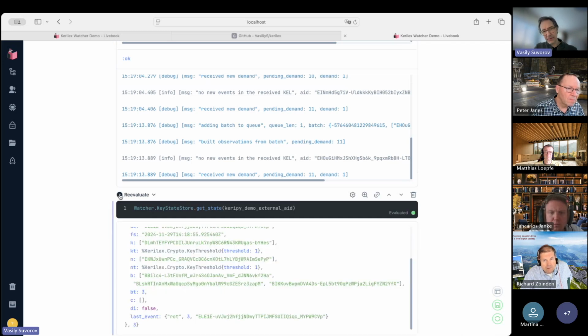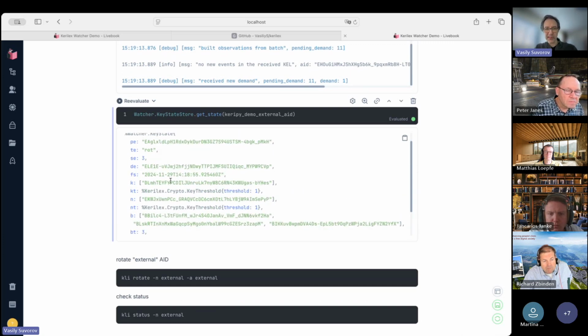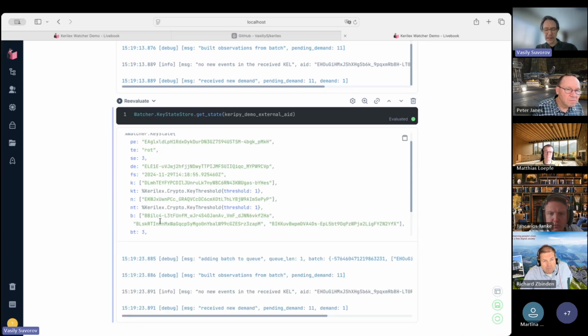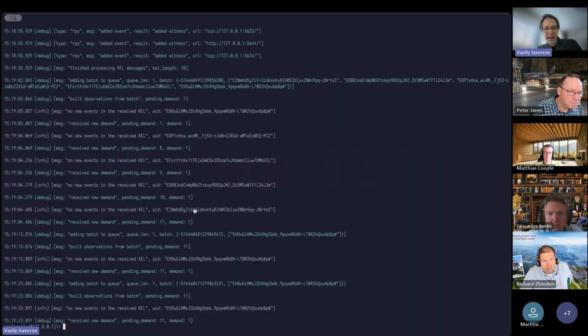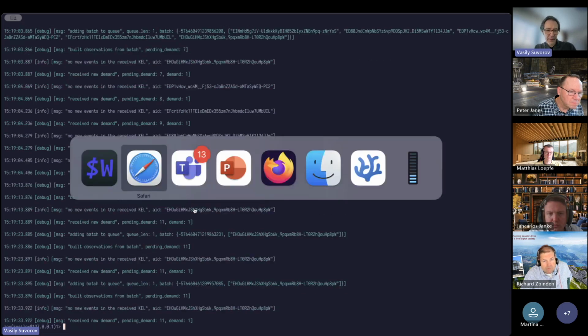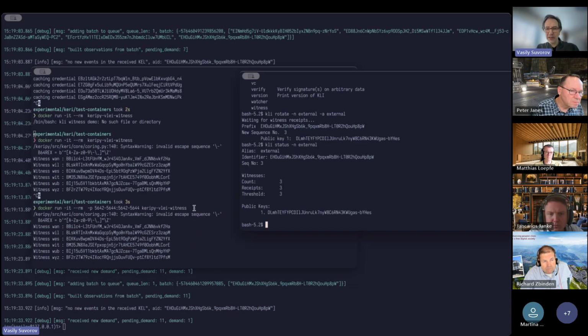So I'm getting the state for this demo witness, right? What we're looking at is the current key, right? And we know that the last event was rotation event number 3. So now that we go back here, here are the witnesses, and here's me logged into this container.